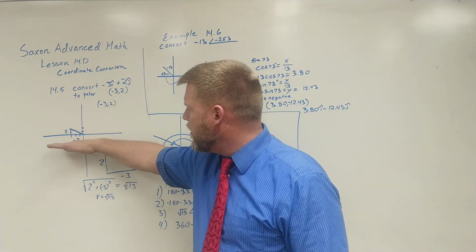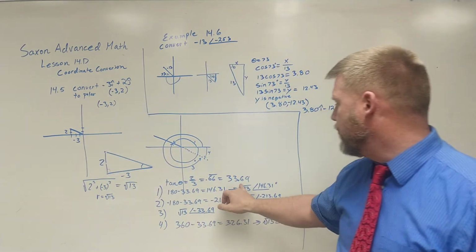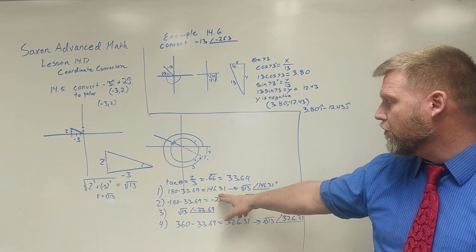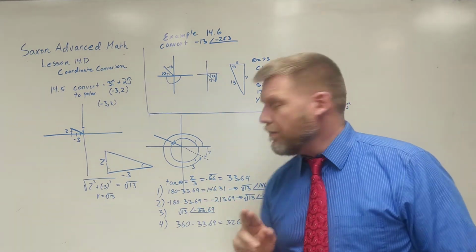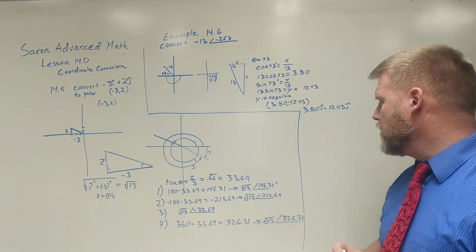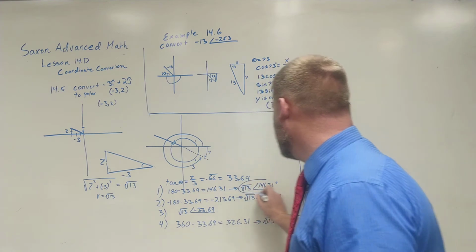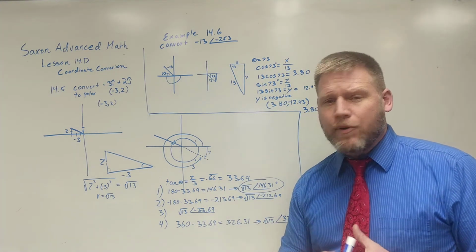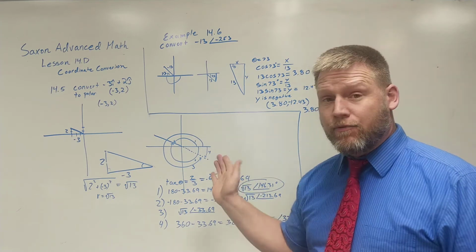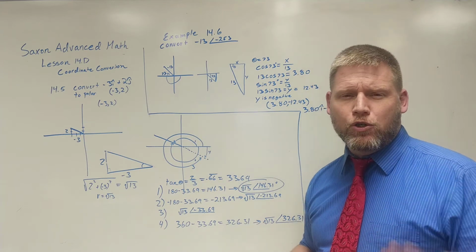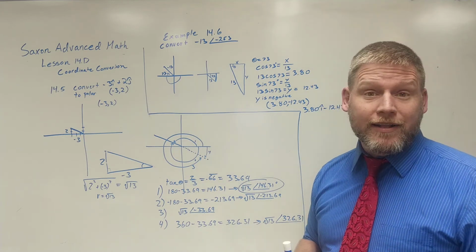Because if I went all the way to 180 and then backed up the 33.69. So 180 minus 33.69 is 146.31. And this is the way I'm going to write the polar coordinate. Root 13 with an angle of 146.31. This is my primary or my first answer, and that's the most common. Why? Because it's a positive radius, no problem, positive angle, and that's how we think. That's your first one.